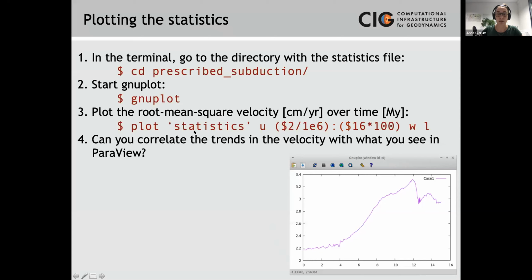Yeah. So plot statistics means plot the statistics file, and then the U is for using. So we use the second column versus the 16th column. And because we want to manipulate the entries in the column, we have to add this $ and put them between brackets, and then we can divide them or multiply them with a factor. And then this WL is short for with lines, and that means instead of separate symbols, connect the symbols with a line.